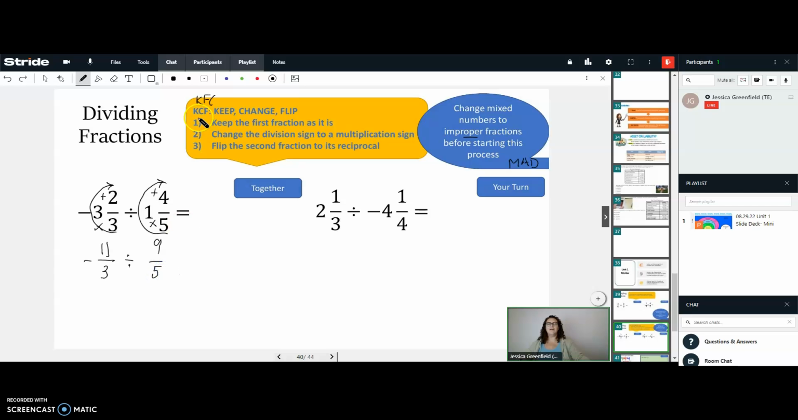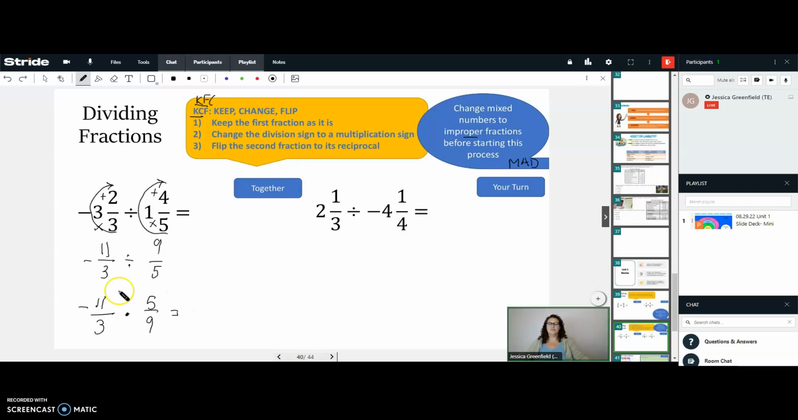All right, now we go through and we do either the KFC or KCF, whatever you want to call it. We're going to keep the first fraction. We're going to change that division sign into multiplication. Notice I'm using the dot. It's all good. Still means multiplication. Then I'm going to flip that second fraction into the reciprocal. So if it's 9 over 5, it's just going to be 5 over 9. All right, and then I'm just back at multiplying, which we just did on the previous slide.